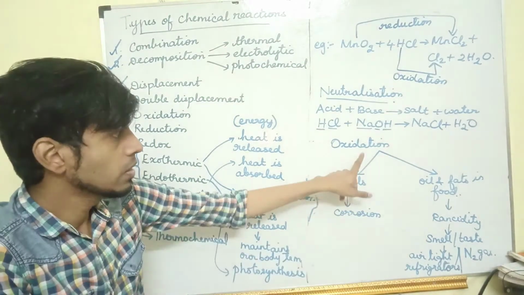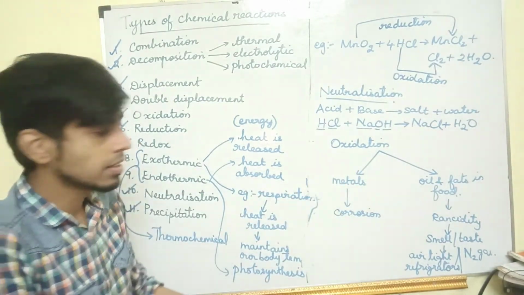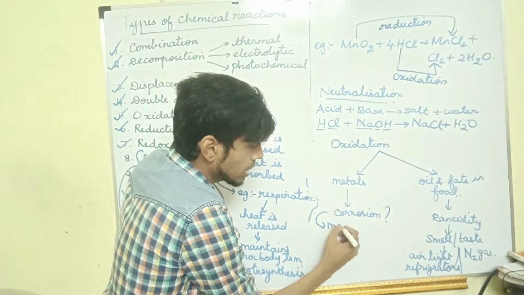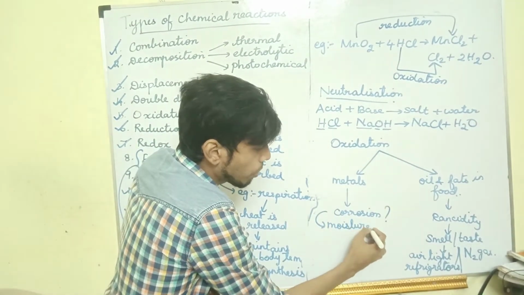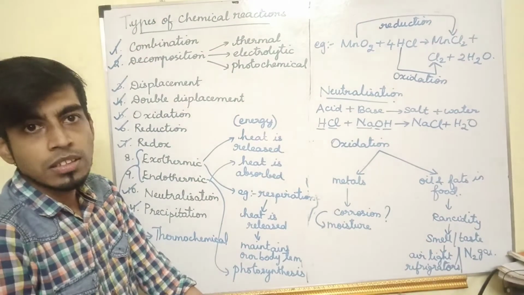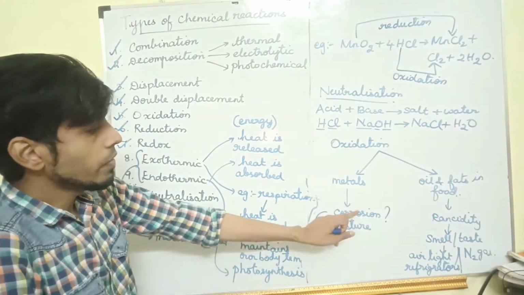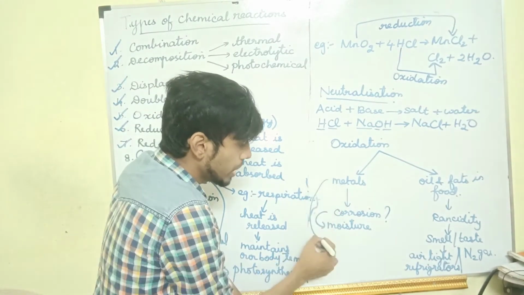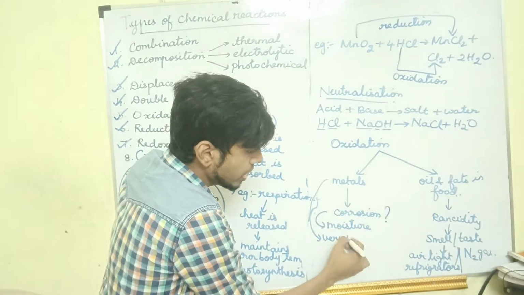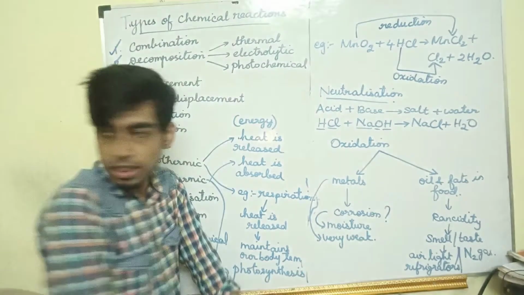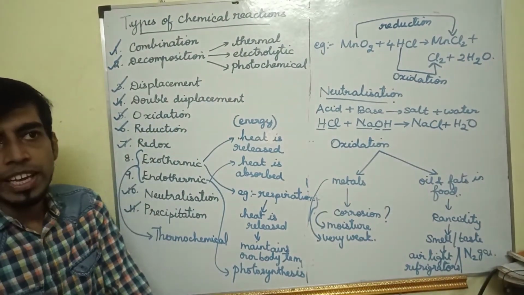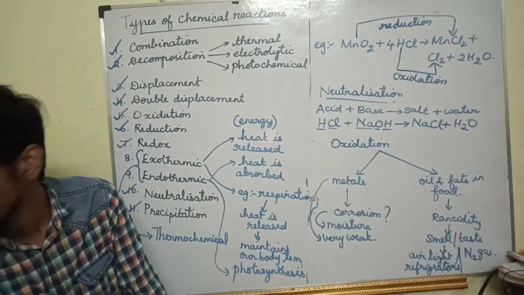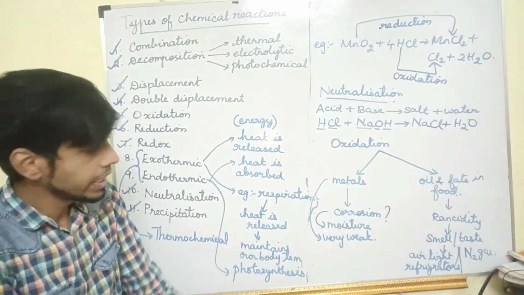Corrosion means what? Oxidation of the metals. When will corrosion occur? The corrosion will occur in the presence of moisture. What will happen if corrosion takes place? The metals will become very weak. The metals will lose their properties and become very weak if corrosion takes place.